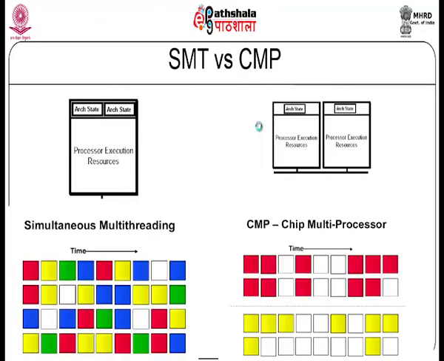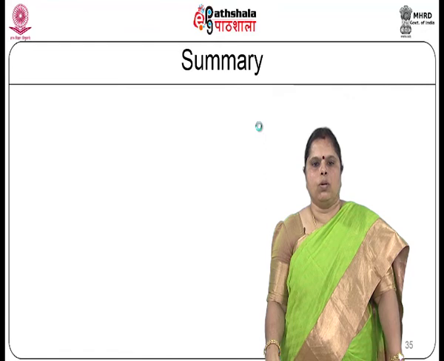So, this is a pictorial representation of SMT versus CMP. You can find that in the case of simultaneous multi-threading, you have multiple threads of execution happening simultaneously, concurrently. In the case of CMP, there is one thread running on one core, there is a different thread of execution running on a different core. So, one core runs the one thread, the other core runs the yellow thread, but it obviously depends. You can also have two threads of execution per core, that is also allowed.